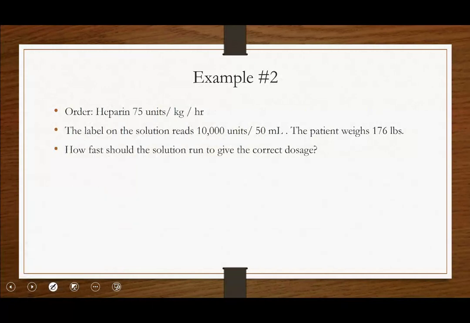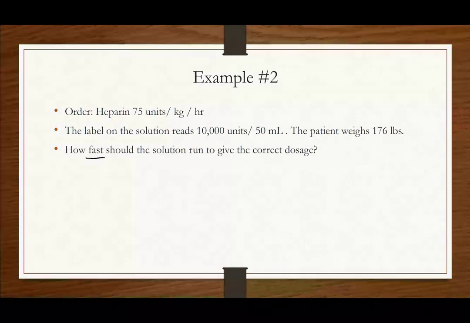Example 2. Here we have an order for heparin 75 units per kilogram over the course of an hour. The label in the solution reads 10,000 units for every 50 milliliters. The patient weight is 176 pounds. So how fast should the solution run to give the correct dosage?